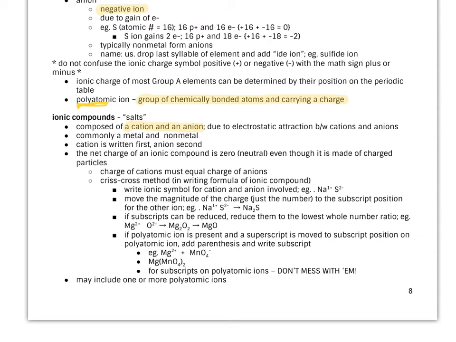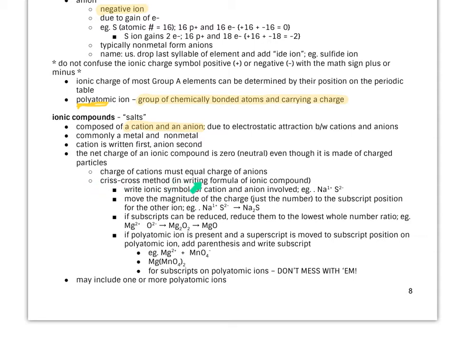So, going on to this bullet, the net charge of an ionic compound is 0 or neutral, even though it's made of charged particles. And I'm sure you're like, what in the world is happening? We'll talk about it. We'll do examples. So, in ionic compounds, the charge of the cations must equal the charge of the anions, because then the positives cancel out the negatives.